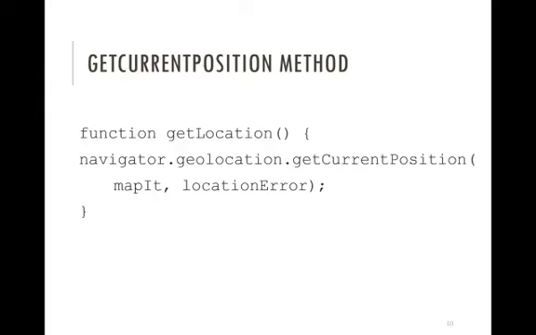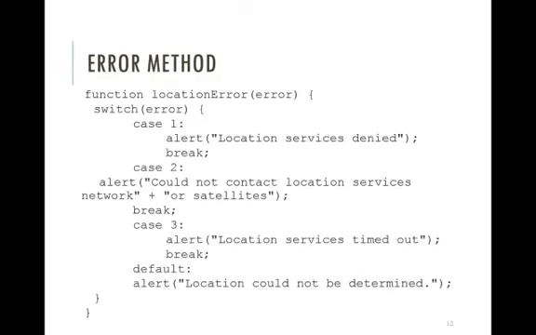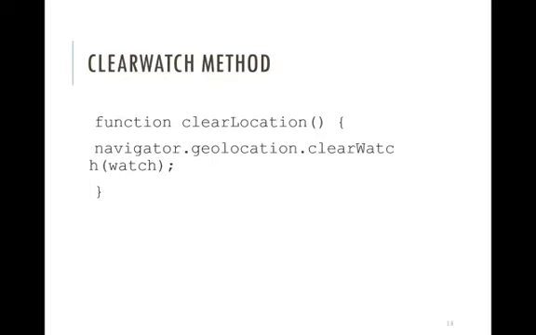This is the code that you would use to get the current position, the success method and the error method. Last is the watchPosition method, and then the clearWatch.